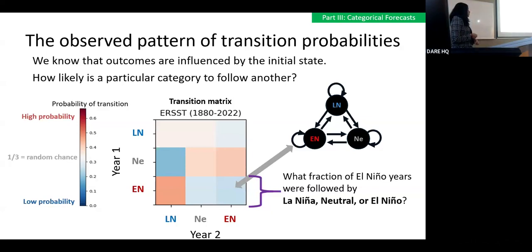The color here is showing you historically which of these are most probable. So now if you look at the El Niño to La Niña transition, that's very probable. If you look at the neutral to La Niña transition, that's very unlikely. So that's how you interpret this picture.